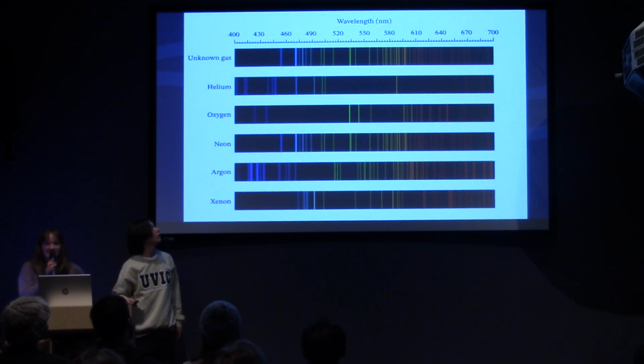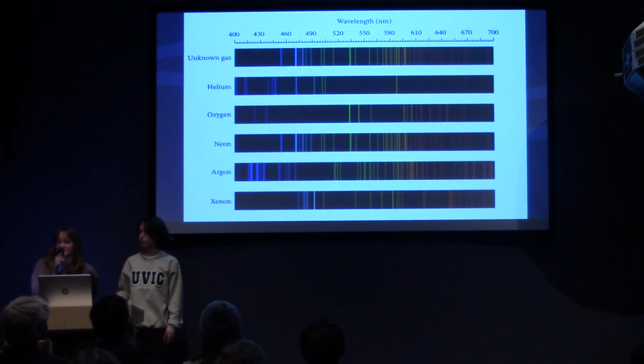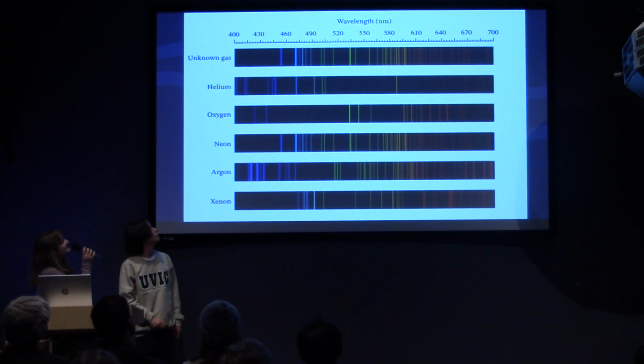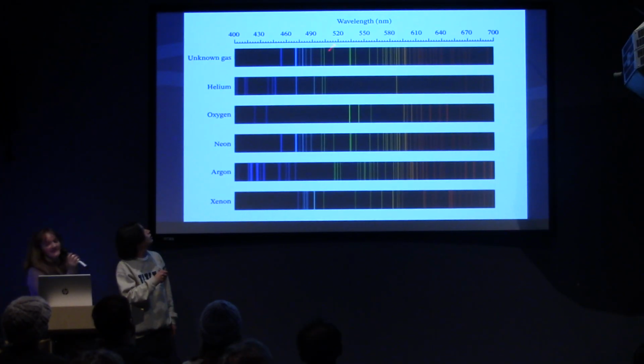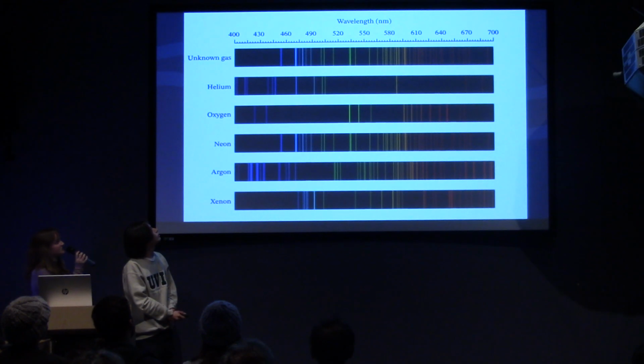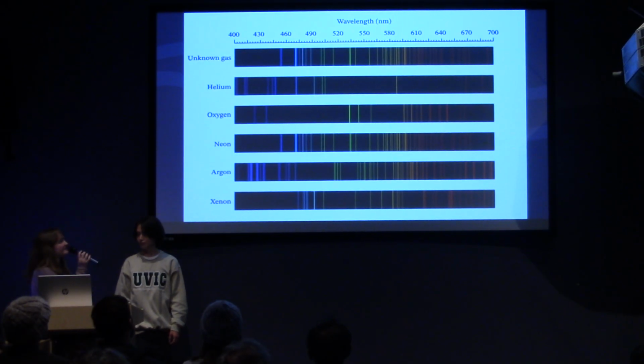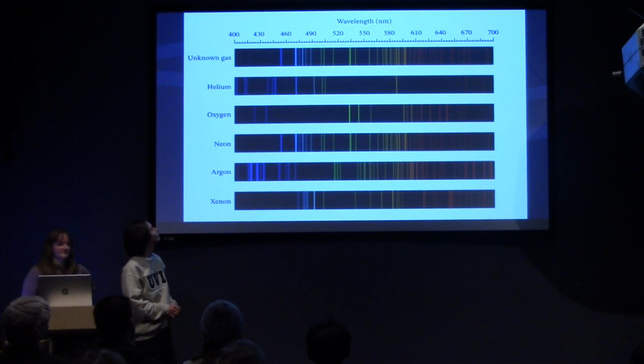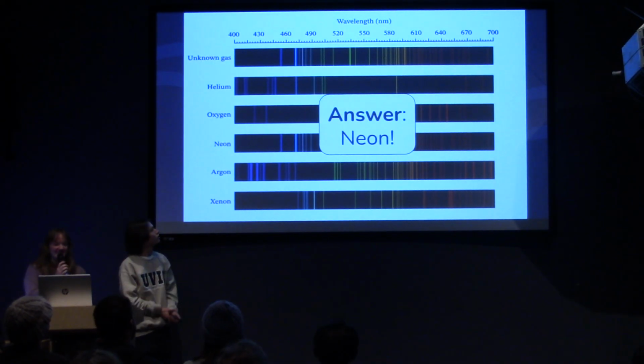Okay, so we figured we'd begin and play a little bit of a game just to make sure everybody's on the same page. As students, we are required to test our audience. At the very top here, we have an unknown gas, and below it, there are spectra of helium, oxygen, neon, argon, and xenon. Put your thinking caps on and try to figure out what the unknown gas is. Neon, you got it.